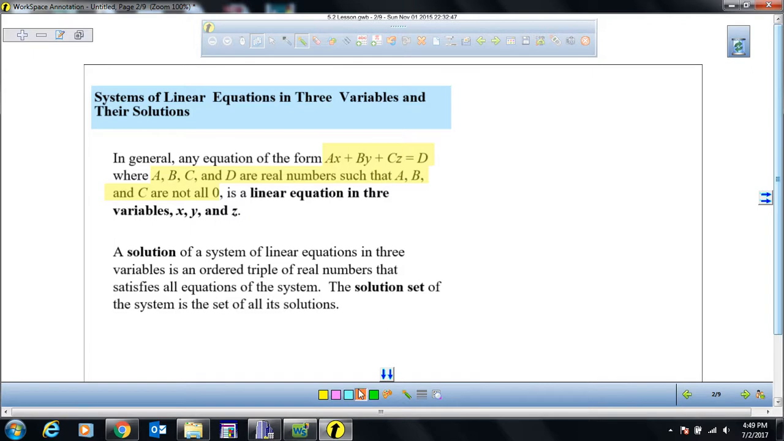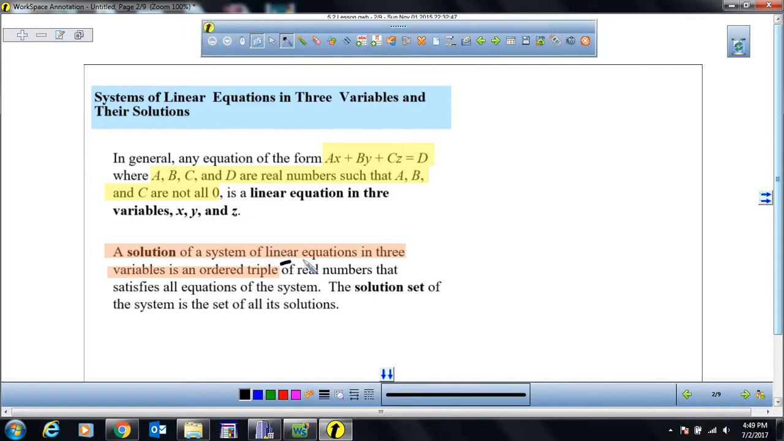Now, how do we express a solution for a system of linear equations with x, y, and z? The solution of a system of linear equations in three variables is called an ordered triple. Ordered triple means x, comma, y, comma, z.